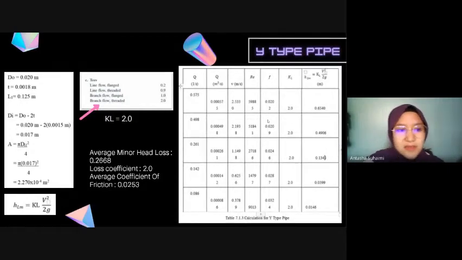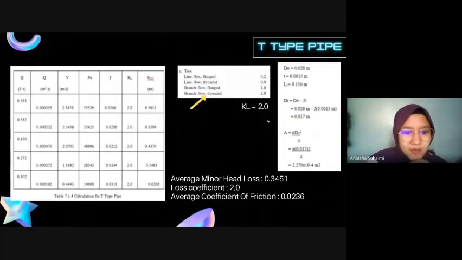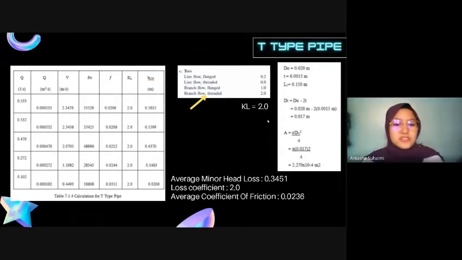Okay, so next. For the T-type pipe, the KL equals 2.0, same as the Y-type pipe. And the average minor head loss, we get 0.3451. The loss coefficient is 2.0, and the average coefficient of friction is 0.0236.